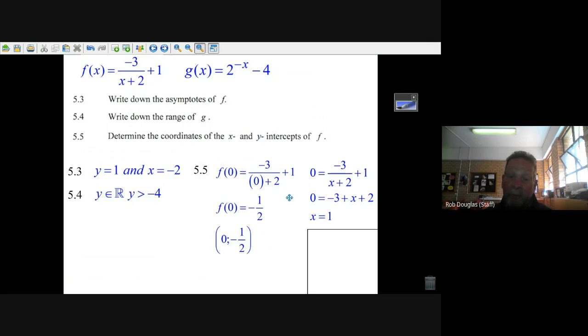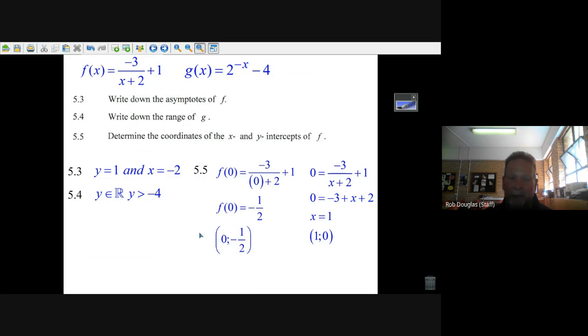Well, minus 3 plus 2 is minus 1, and then I add 1 to both sides. I get x equals 1. In fact, there you have it. The x-intercept is 1, so the coordinates of the x-intercept are 1 and 0. And the y-intercept is 0 and minus a half.